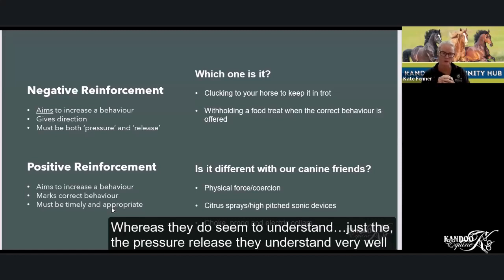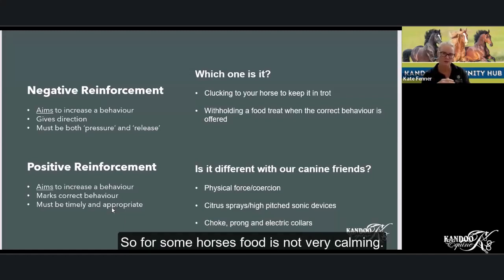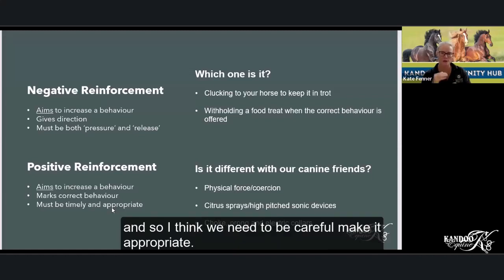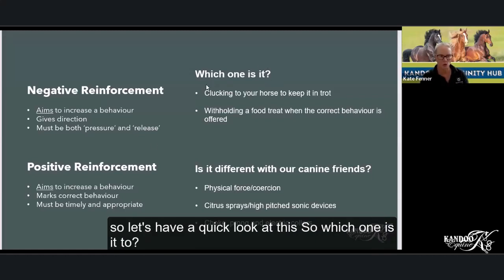Whereas they do seem to understand just the pressure release. They understand very well, and the positive reinforcement of rest or stroking or just something calming. So for some horses, food is not very calming. And so I think we need to be careful, make it appropriate, but I think it's more important to make it timely. So let's have a quick look at this.